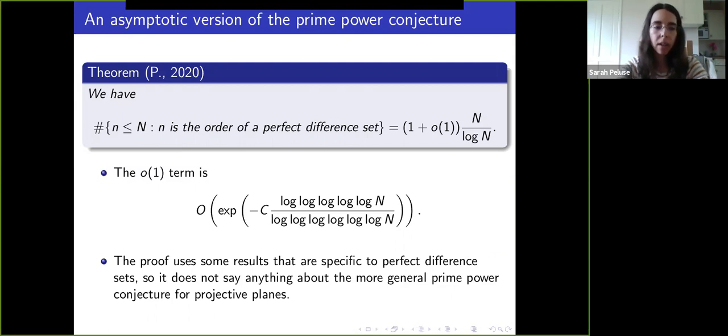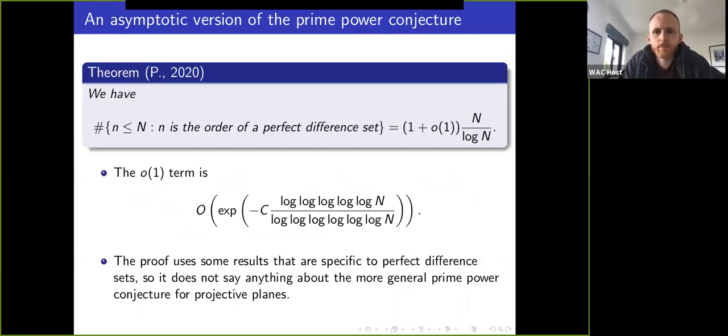So before I start talking about the proof strategy, are there any questions about this or any of the previous slides? Okay, so if not, we'll keep going.